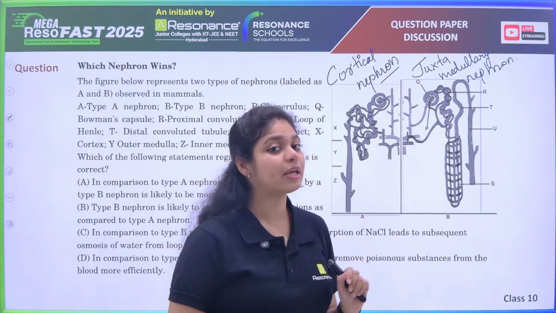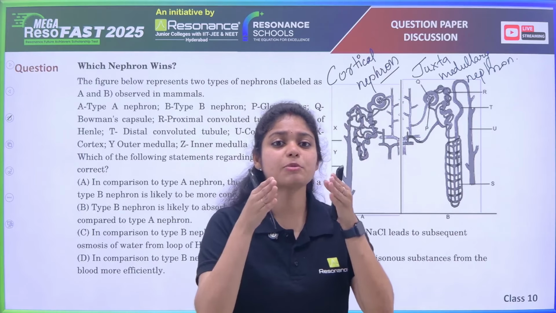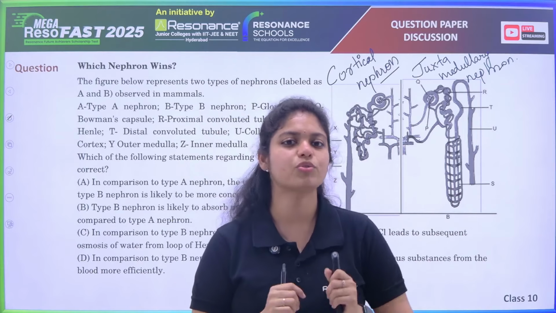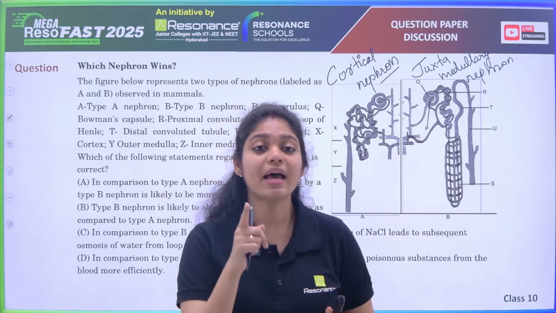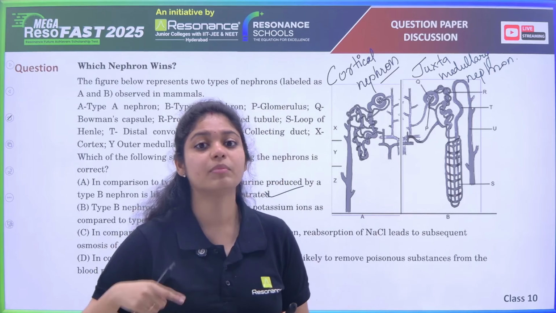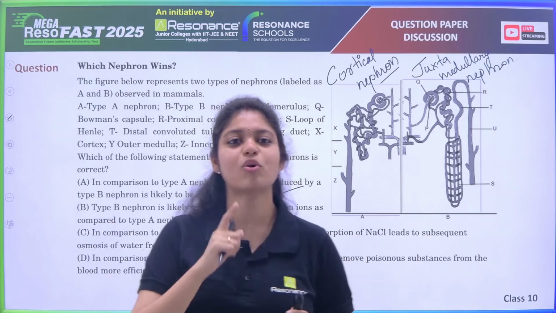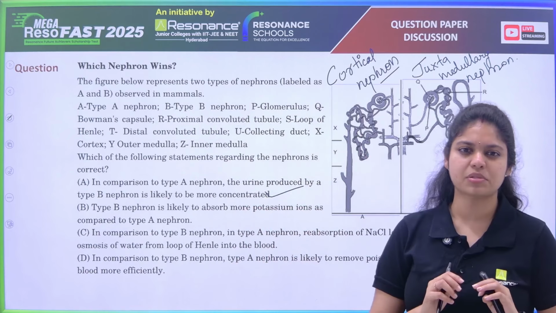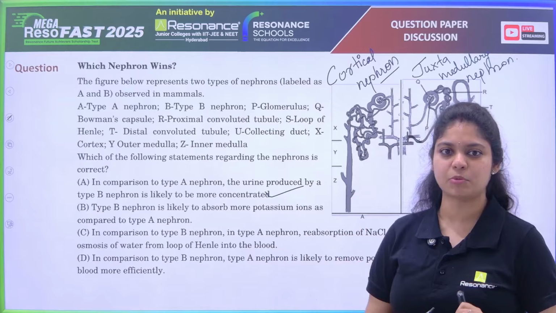But coming to the type B nephron, that is a juxtamedullary nephron, the loop of Henle is penetrating deep into the medulla. Because it is penetrating deep into the medulla, it has the vasa recta, which also penetrates, and this vasa recta helps in the counter current mechanism. That counter current mechanism helps in the concentration of the filtrate or the urine. So obviously this statement would be a correct statement, but we should not jump into answers. Let us analyze the remaining statements as well.